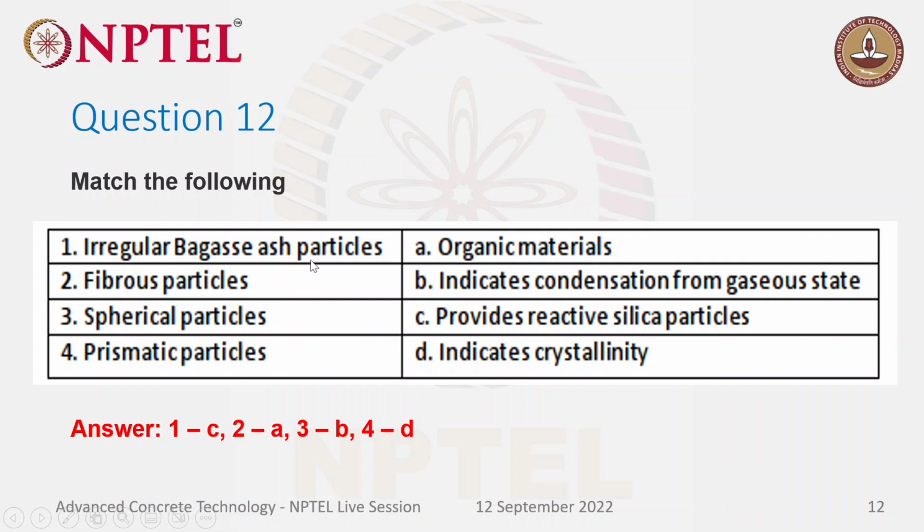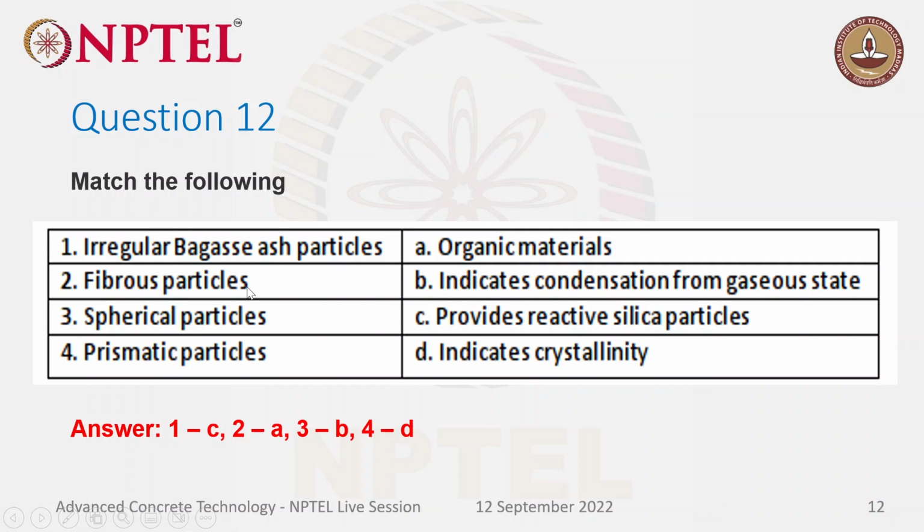So irregular bagasse ash particles, in the sense, if you compare the ashes from agro-based sources and coal-based fly ash, coal-based fly ash should be more or less spherical in nature, but when it comes to agro-based biomass ashes, it's going to be irregular, obviously. So irregular bagasse ash particles indicates it has reactive silica particles in it.